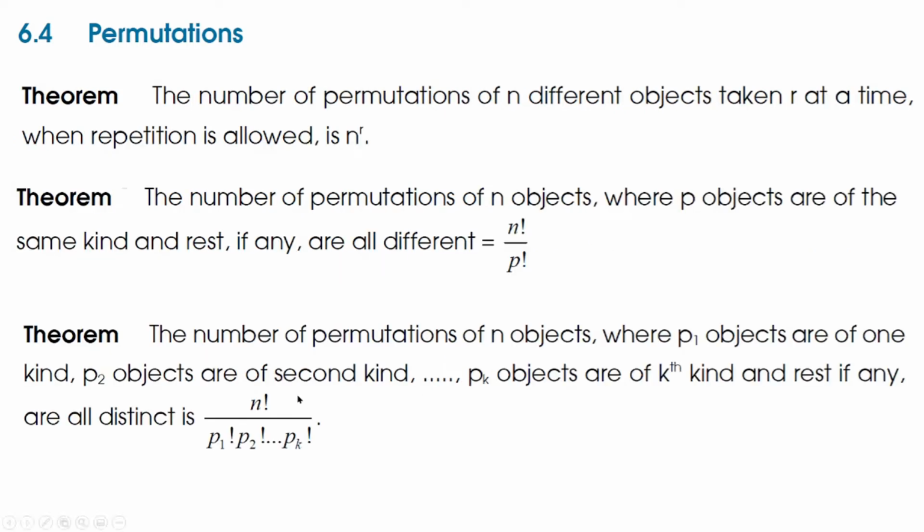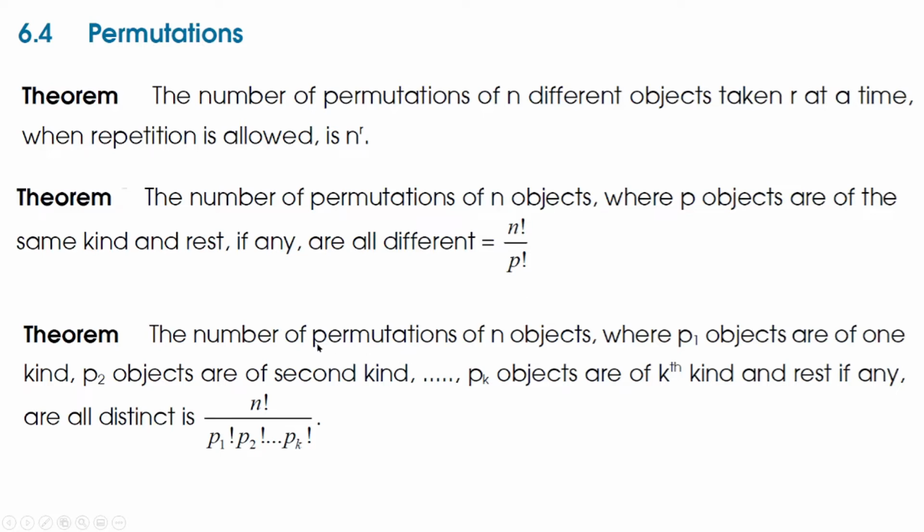Now there are some more theorems. The number of permutations of n different objects taken r at a time when repetition is allowed is n raised to r. Next, the number of permutations of n objects where p objects are of the same kind and the rest, if any, are different is given by n factorial upon p factorial. So when we have p objects of the same kind and the remaining objects are different, it is given by n factorial upon p factorial.